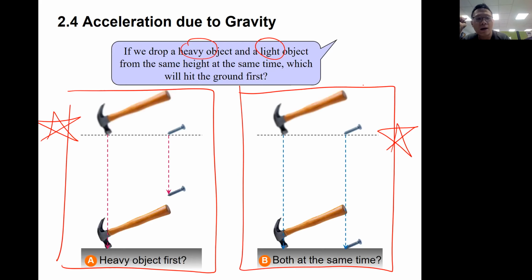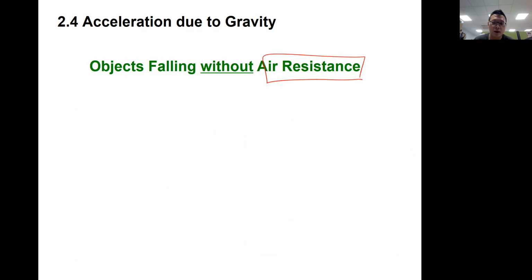With air resistance, you'll find that it is always the hammer, the heavy object, that reaches the ground first. That is quite obvious now, because every one of us sees it in our day-to-day life. But what happens if I am able to suck out all the air? Let's say I have a vacuum on Earth, I suck out all the air, and I drop the same things.